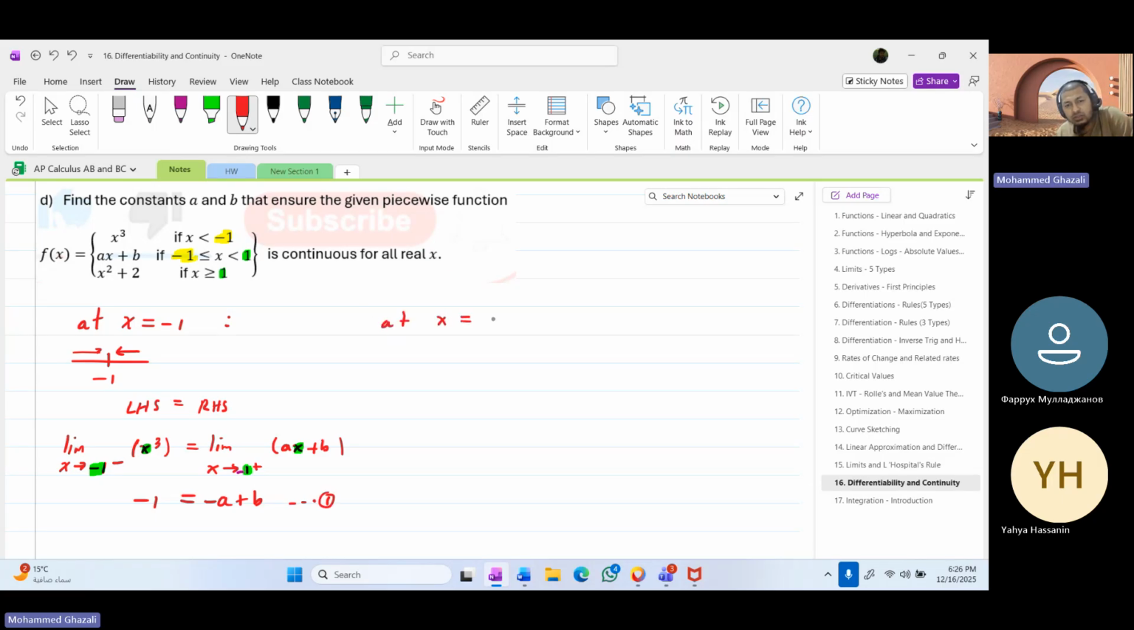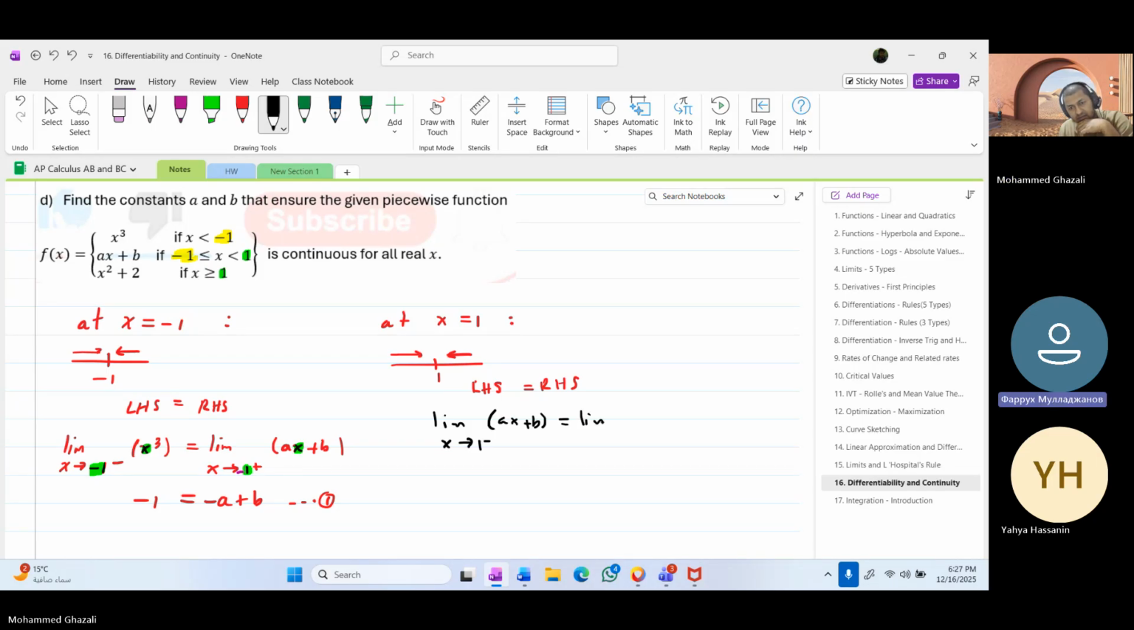At x is equal to +1, what's happening? You got 1 from the left and 1 from the right. So you can say left-hand side limit must be equal to right-hand side limit. What's the left-hand side limit? Limit as x approaches 1 from the left. 1 from the left is where? x is less than 1. Go to the green part, is ax plus b.